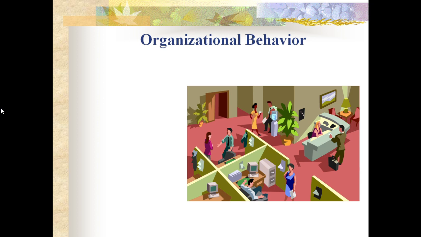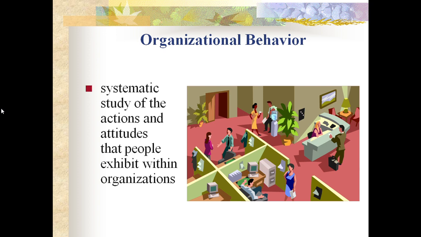So far we have seen the background of this particular subject, organizational behavior. Now let's enter into the deeper meaning of this concept. Organizational behavior is a systematic study of the actions and attitudes that people exhibit within organizations. So previously we have seen that it is not just common sense, it is something beyond common sense which requires a systematic study. So here we say it is a systematic study of actions and attitudes that people exhibit within organizations.